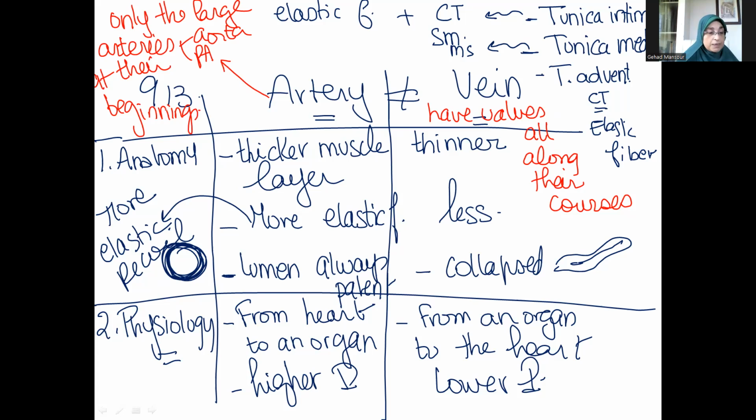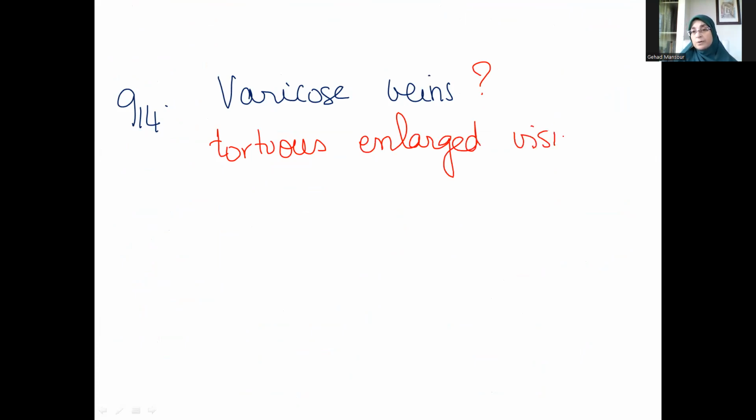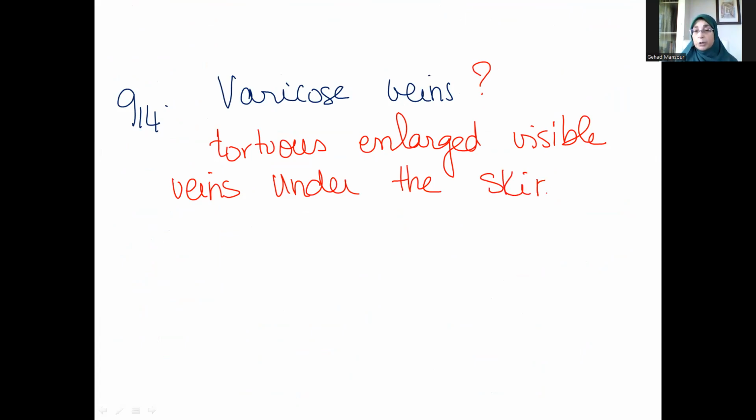And this leads us to varicose veins. So what are varicose veins? Varicose veins are tortuous, enlarged, visible veins under the surface of the skin. They look like snakes under the surface of the skin.